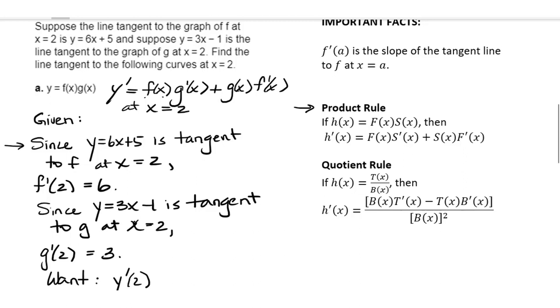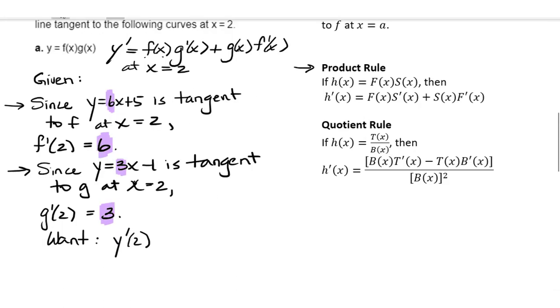First of all, since y equals 6x plus 5 is the tangent to f at x equals 2, notice that this tangent line has a slope of 6. That means that f prime of 2, the derivative evaluated at 2, has to be 6. And also, we know that since y equals 3x minus 1 is tangent to g at x equals 2, similarly, that must mean that 3 being the slope of the tangent line, g prime of 2 is equal to 3. So we have f prime of 2 and g prime of 2.